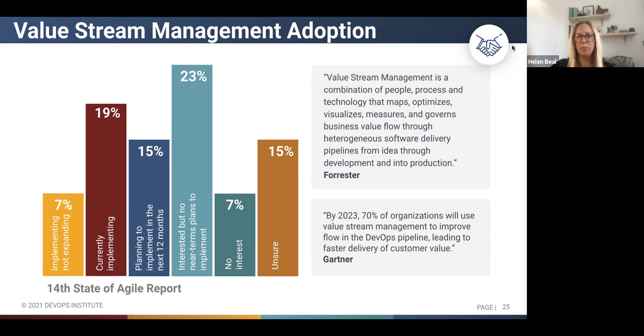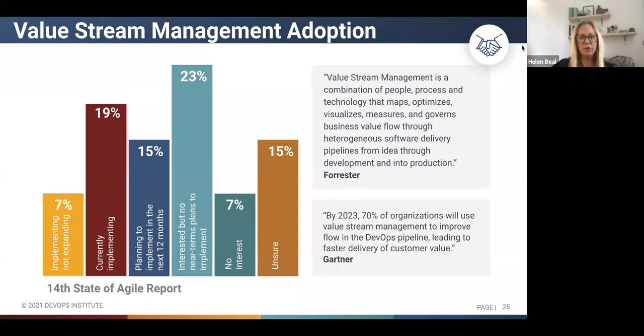Forrester helpfully came up with a definition in their first wave that value stream management is a combination of people, process and technology that maps, optimizes, visualizes, measures and governs business value flow through heterogeneous software development pipelines from idea through development and into production. I prefer to say realization because that's where we really know that we've had an outcome. But you can see that value stream management software is pretty busy stuff. It's doing a lot more than just mapping. And here, of course, we're talking about the heterogeneous software delivery pipeline, which is our DevOps toolchain as well. So recognizing that one of the challenges with those toolchains is having all of the different tools there.